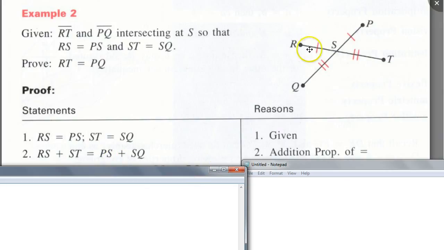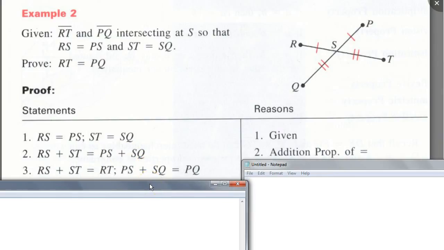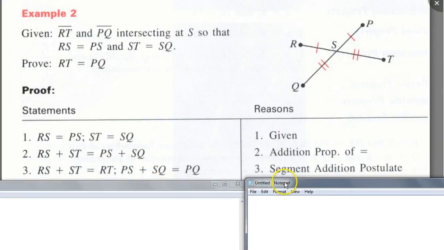Why is this helpful? And isn't this what we did when this was 1 meter and this is 2 meters? Isn't this whole thing 3 meters and so forth? How is this helpful for us? Yes? Because now we can use the segment addition postulate. Exactly. Justin says we could use the segment addition postulate. What does it say? RS plus ST is equal to what, guys? Isn't it RT? And isn't that what we want to get to? RT? Yes. And what do you know about PS plus SQ? PQ, right?